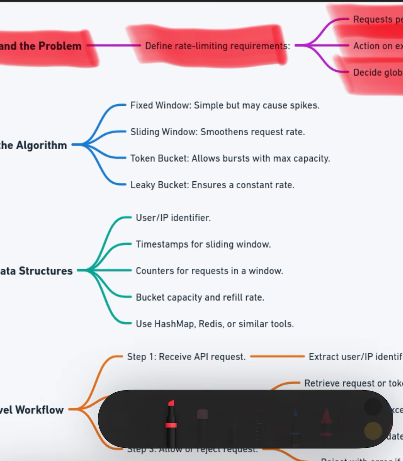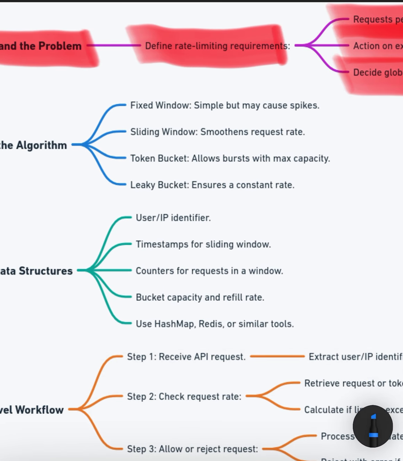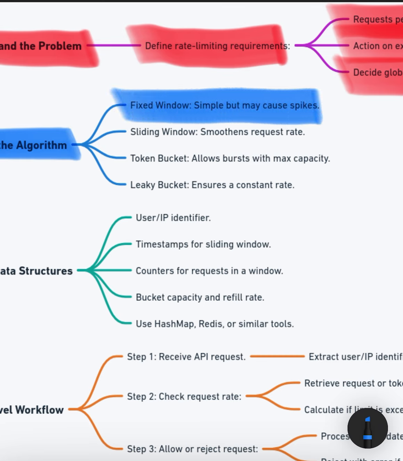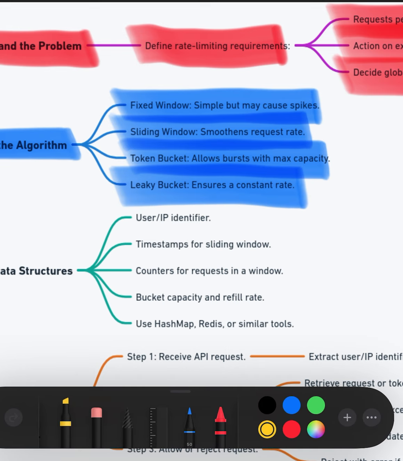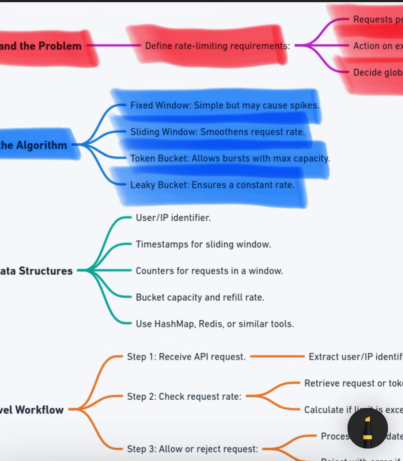3. Choose the right algorithm. Select an algorithm that suits your needs. Fixed window. Tracks requests within fixed time periods. Simple, but can cause spikes at boundaries. Sliding window. Tracks requests over a moving time window, smoothing request flow. Token bucket. Allows bursts of requests up to a maximum capacity, followed by steady rate limiting. Leaky bucket. Controls bursts and ensures a consistent request rate by leaking requests at a fixed speed.